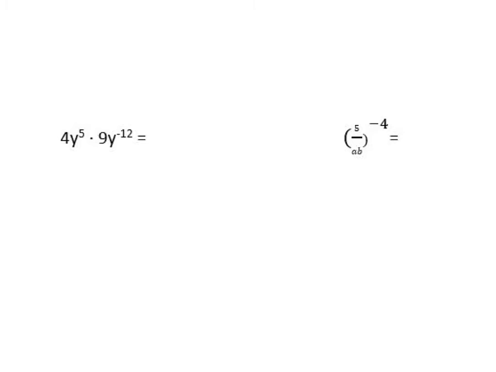All right, here's some others. Now these are a little bit trickier. They're a little bit more lengthy. I want you to think about this, and I'm not going to write it all out, but think of this as 4 times y times y times y times y and so on. So basically what we have here is a lot of multiplication, and order doesn't matter at all with multiplication. So this would be 4 times 9 times y to the 5th times y to the negative 12.